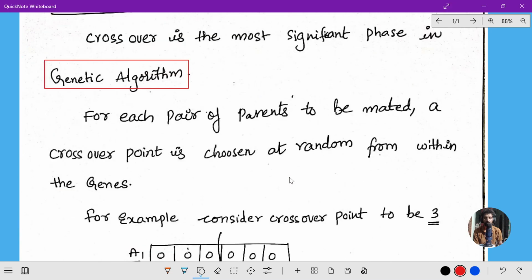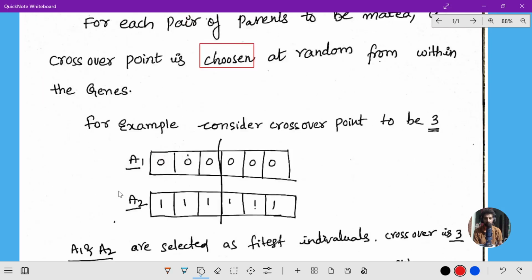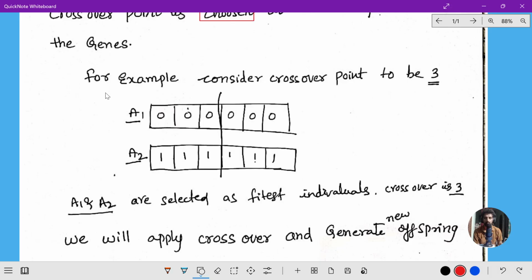Now you observe what is the meaning of crossover. Crossover is the most significant phase in the genetic algorithm. For each pair of parents to be mated, a crossover point is chosen at random from within the genes. So in this we are going to select the crossover point. Let us understand more clearly. For example, consider the crossover point to be at 3. So remember, if we have data 0 0 0 0, so 6 zeros, and 6 ones. When the crossover point is 3, what are we going to do?